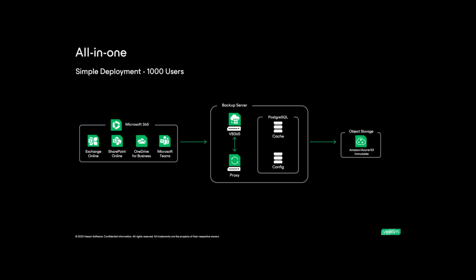So when we take a look at a simple deployment, what we call an all-in-one deployment for Veeam Backup for 365, we want to say this is going to be roughly right around 1,000 users. On the left-hand side, we're looking at those four products from Microsoft 365. In this header, we're looking at that VB 365, Veeam Backup for 365 backup server. And this is going to be the proxy role. It's going to have all the roles initially installed on it, the backup, potentially the repository, maybe it's utilizing object storage in the cloud, but it's also going to have those databases, that cache and configuration database.